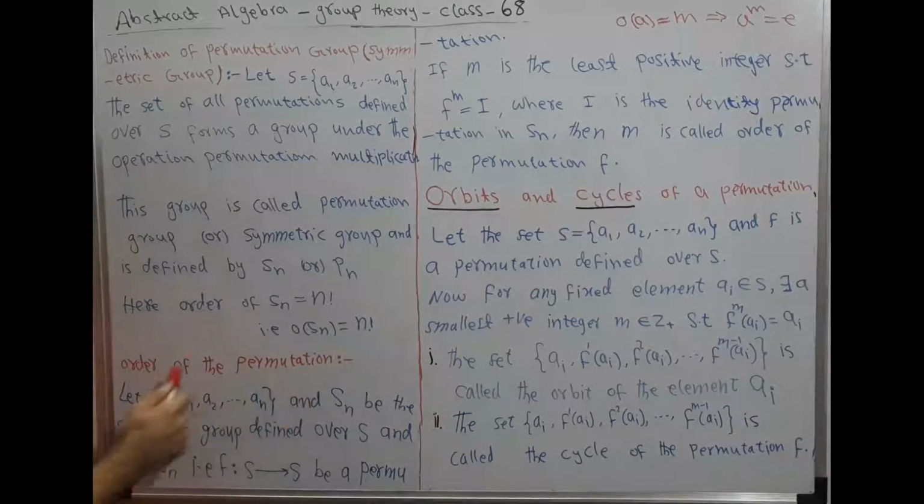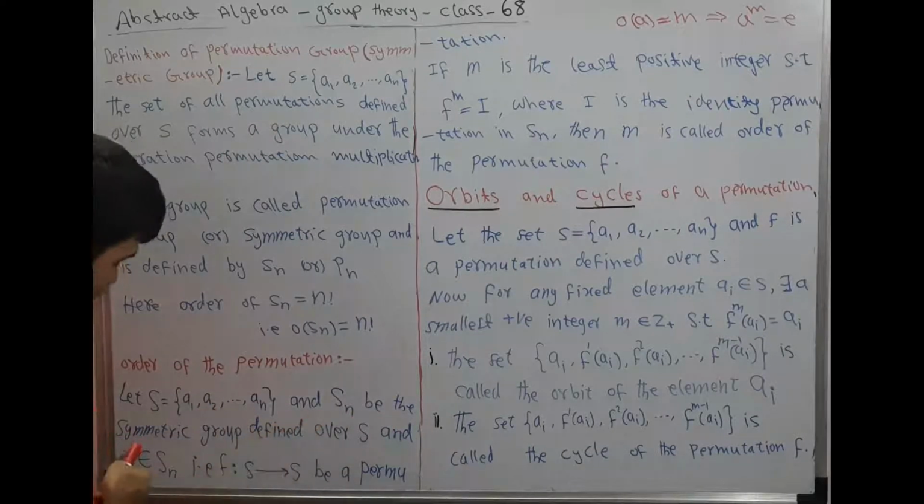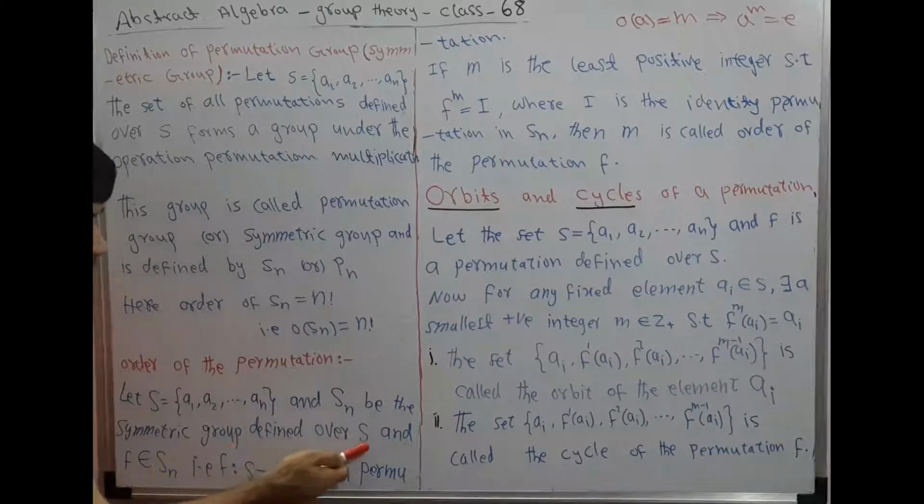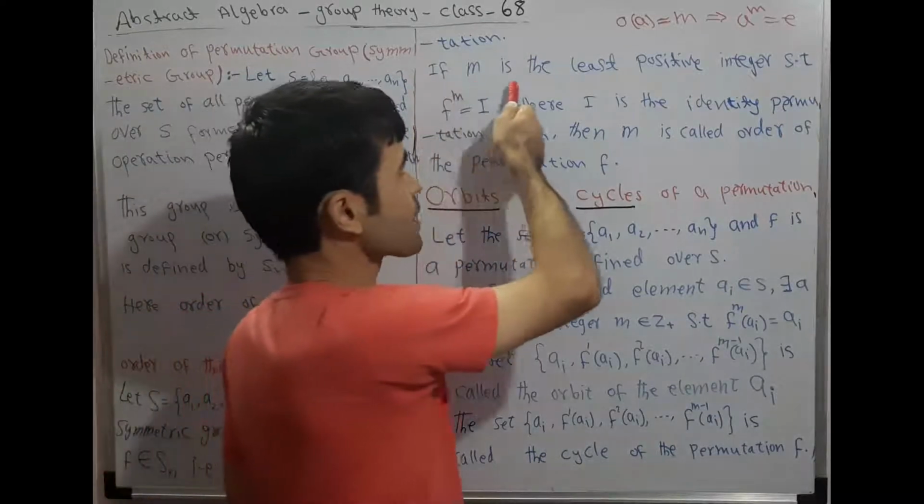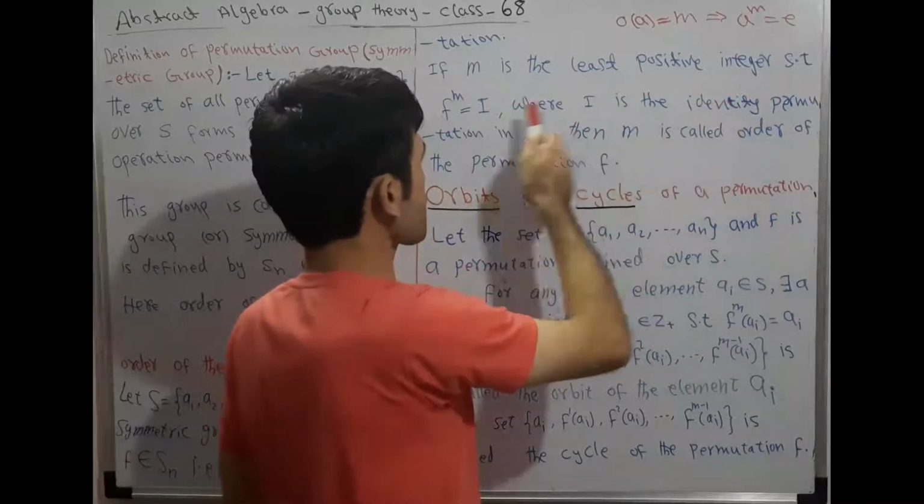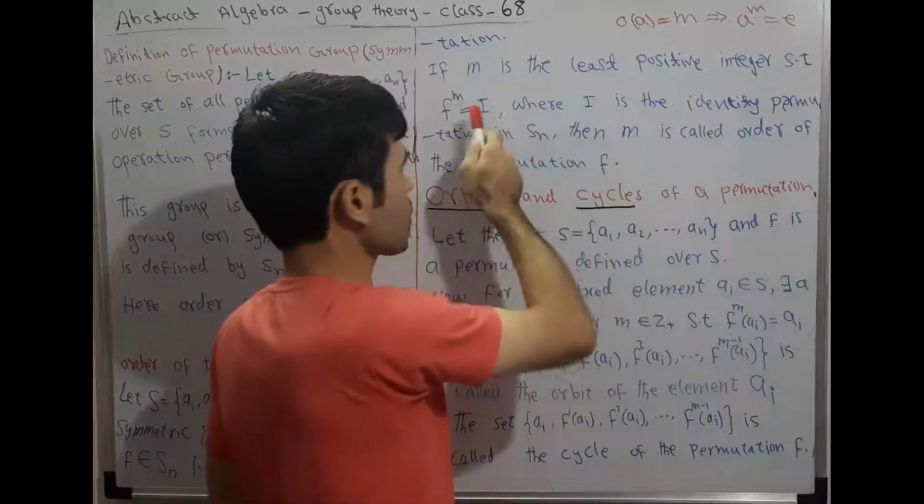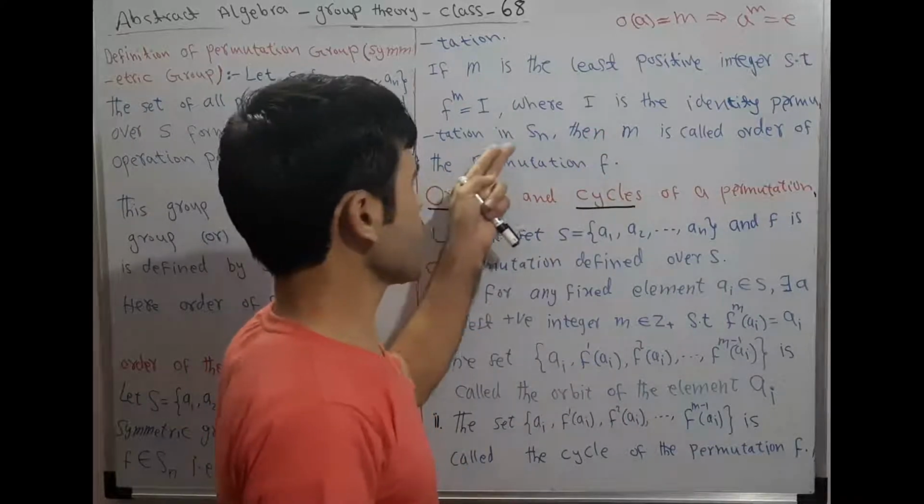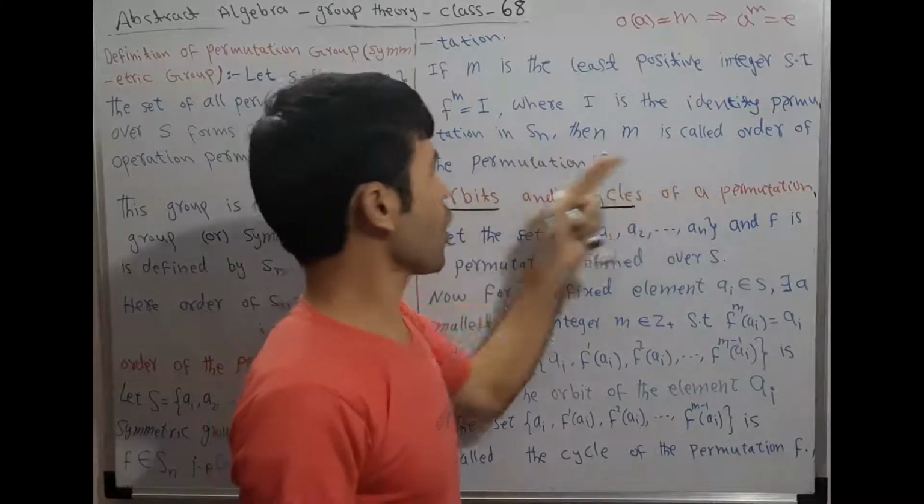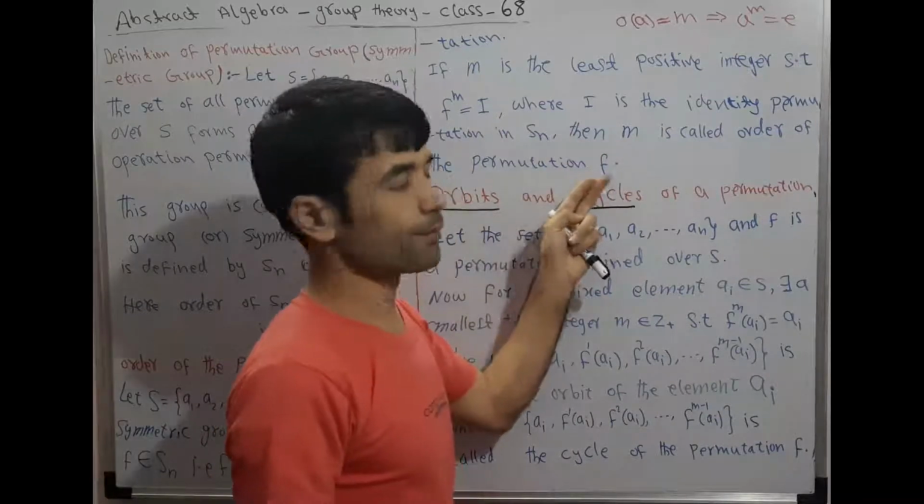Order of the permutation. Let S equal to {A1, A2, and so on, An}, and Sn be the symmetric group defined over S, and f belongs to Sn. That is, f: S to S is a permutation. If m is the least positive integer such that f to the power m is equal to I, where I is the identity permutation in Sn, then m is called the order of the permutation f.